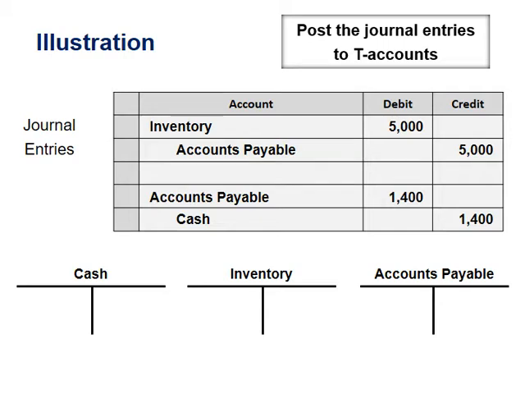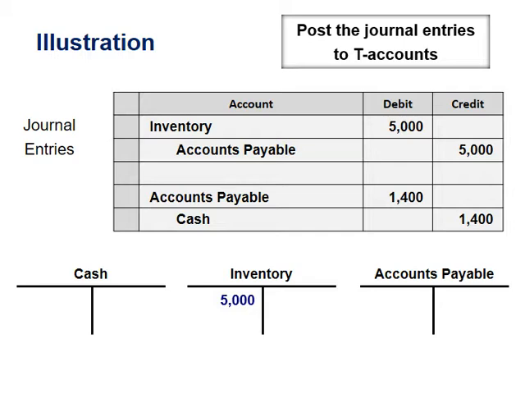Now we need to post those two journal entries to Gracylane's T accounts. I've set up the T accounts for cash, inventory, and accounts payable. First, we will take the inventory debit and debit inventory in the T account. Remember that in T accounts, the debits are always on the left and credits are on the right. That will not change regardless of the type of account.